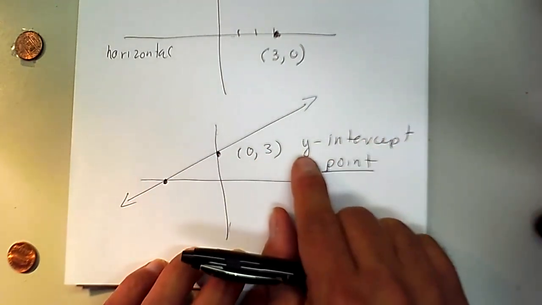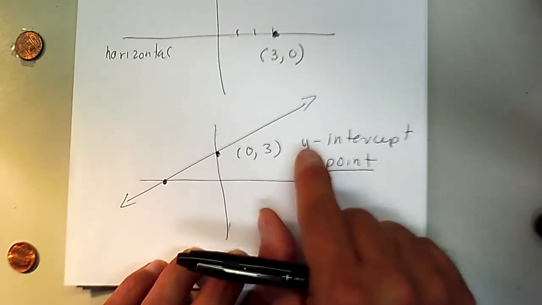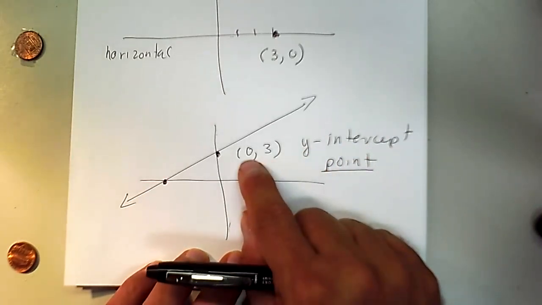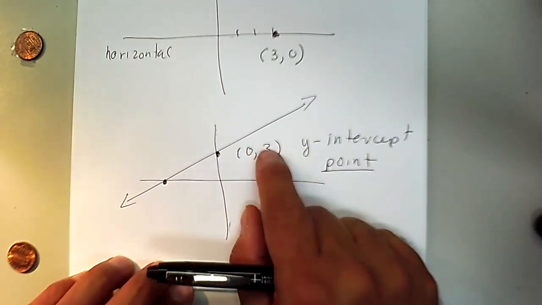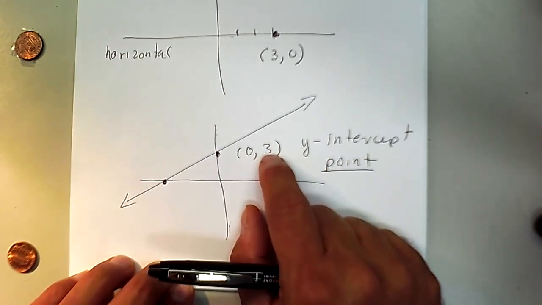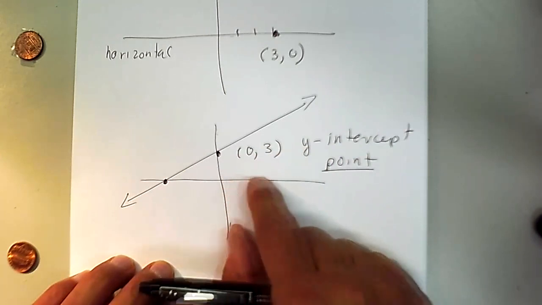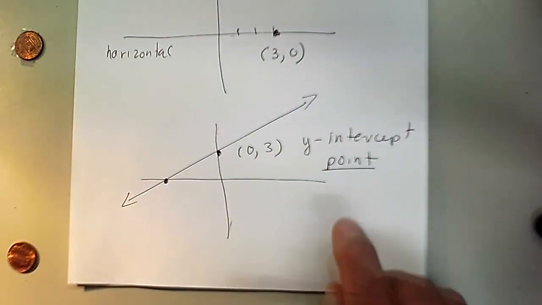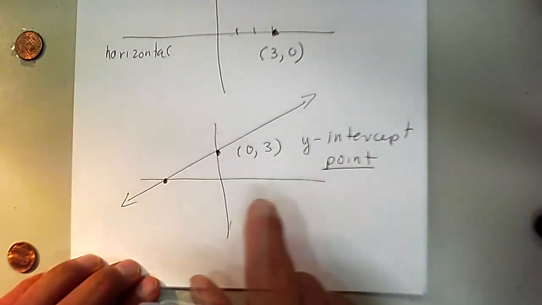In tests and assessments, I'm probably going to ask for the y-intercept point and make sure it is (0, 3), not just 3. It's easy for me to make up a multiple choice question where one of the answers is going to be (0, 3), the other answer is going to be 3, and you're going to be thinking, oh, well, they're kind of both right. Well, the key is point. Make sure we know that we're talking about a point.